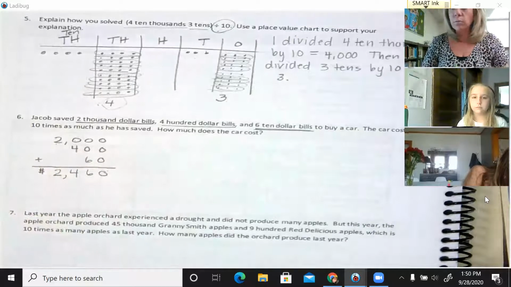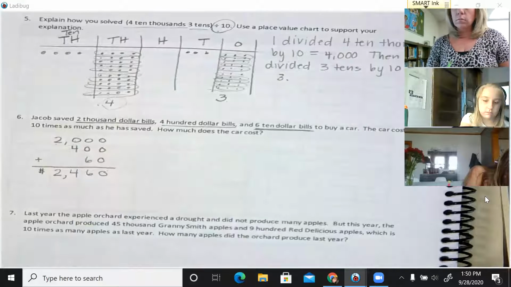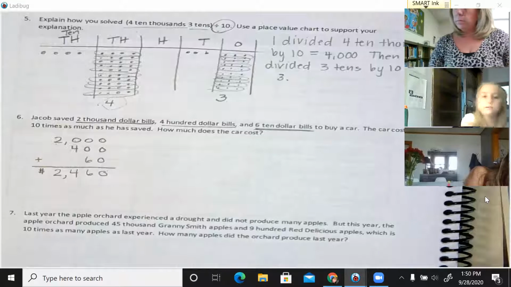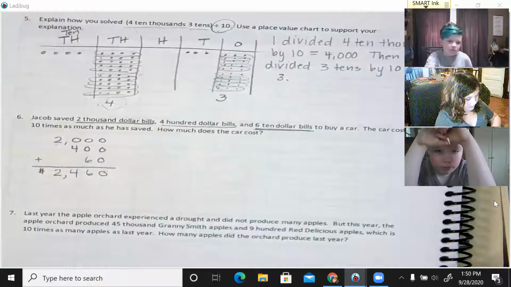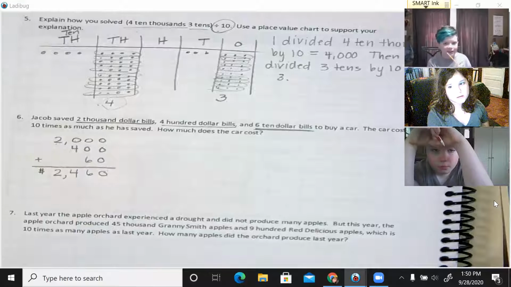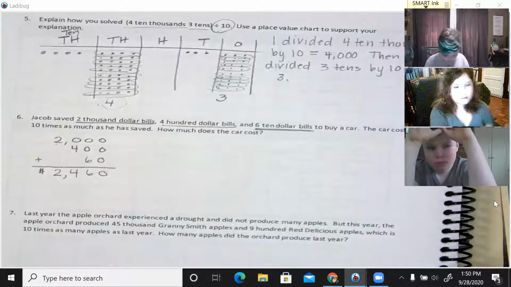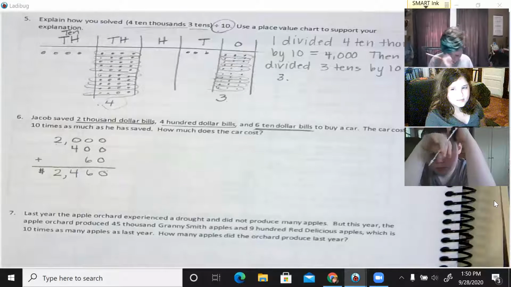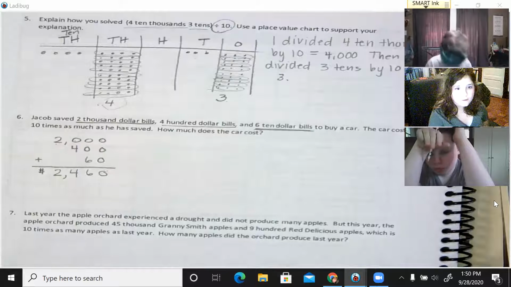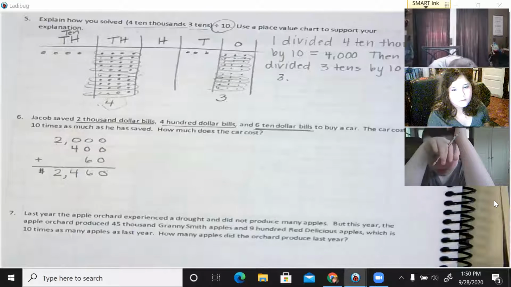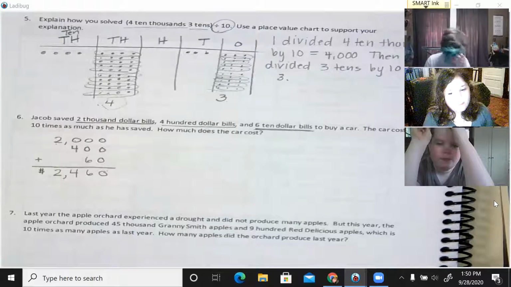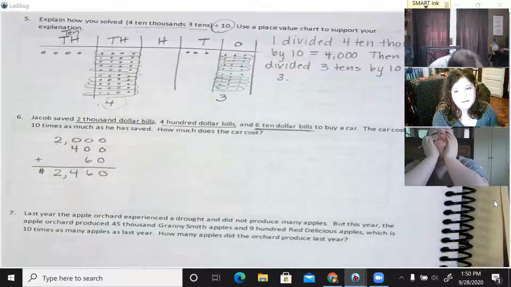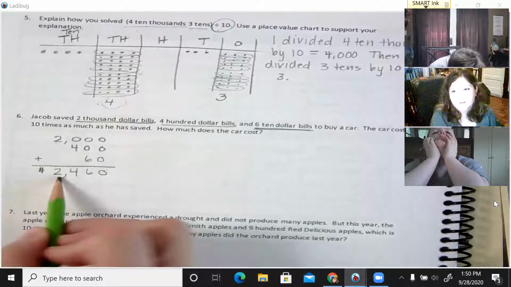Is this my answer? What do you think, Olivia? Is 2,460 my answer? Yes. Does the question ask us how much money Jacob has? No. What's the question ask us? How much does the car cost? So we know that this is how much Jacob has.